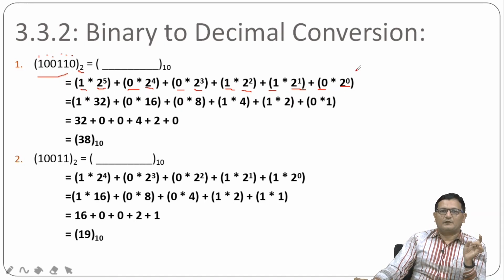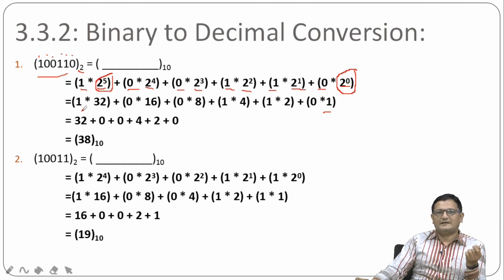Now, see what 2 raised to 0 is. As I said, any number whose power is 0 is treated as 1. Similarly, 2 raised to 5 is 2 into 2 into 2, 5 times. So it is 1 into 32 plus 0 into 16 plus 0 into 8 plus 1 into 4 plus 1 into 2 plus 0 into 1. That will be 32 plus 0 plus 0 plus 4 plus 2 plus 0, and it makes 38.